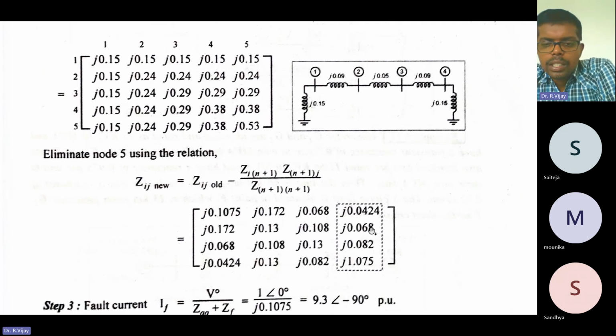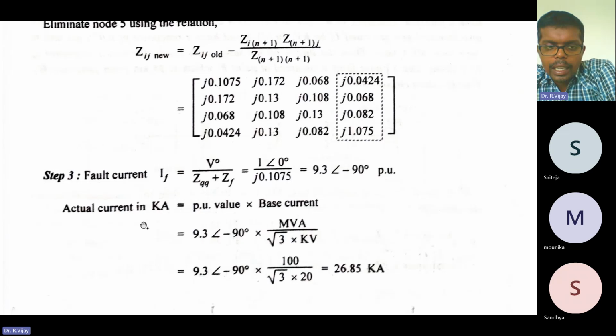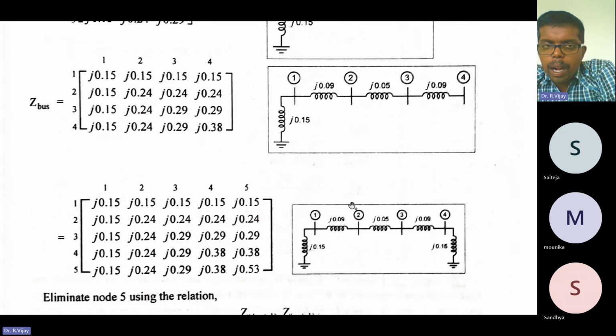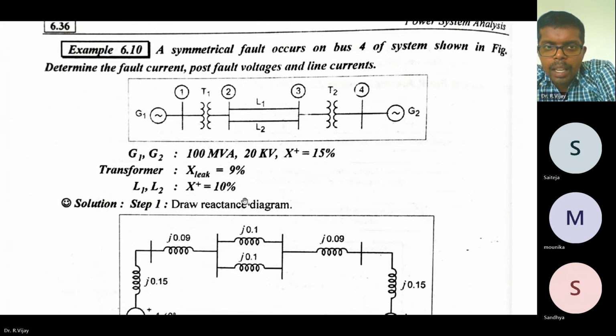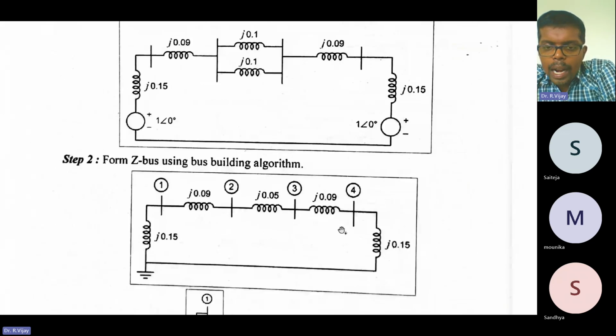So this is how we need to calculate the fault current. So what is the actual current? Actual current in kiloamperes is the per unit value times the base current. The per unit value we already calculated: 9.3 at the angle of minus 90 degrees, into the base current. How to calculate base current? MVA divided by root 3 into kilovolt. That is the formula. The MVA given in the problem is 100 MVA for the generator.